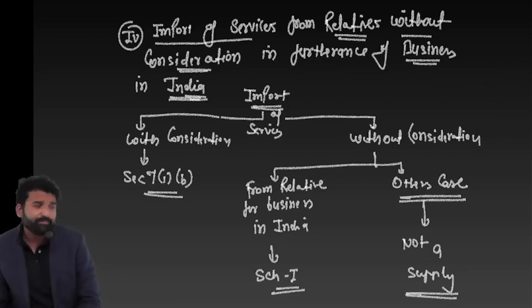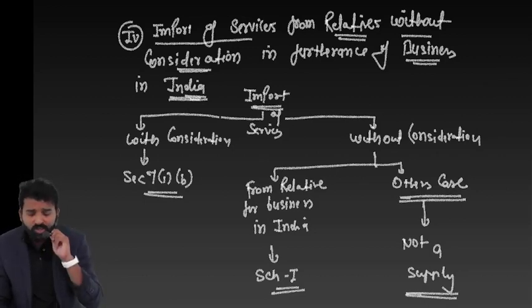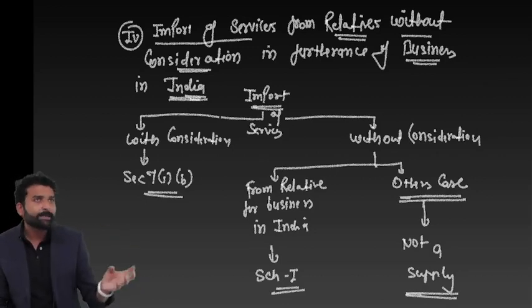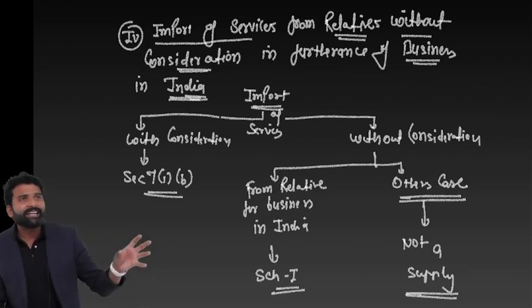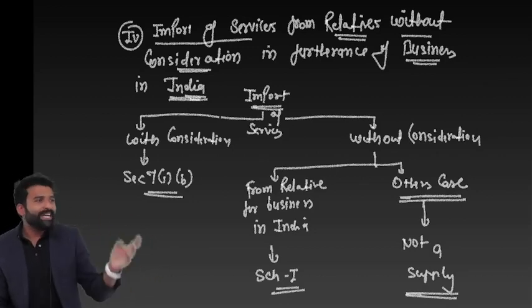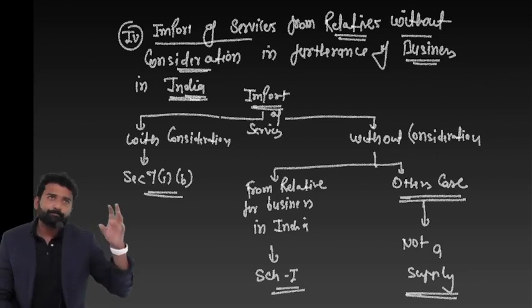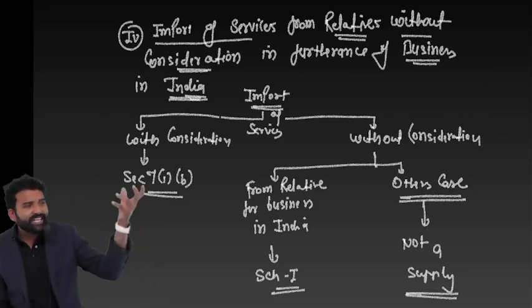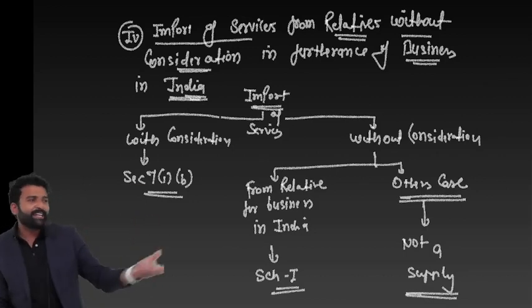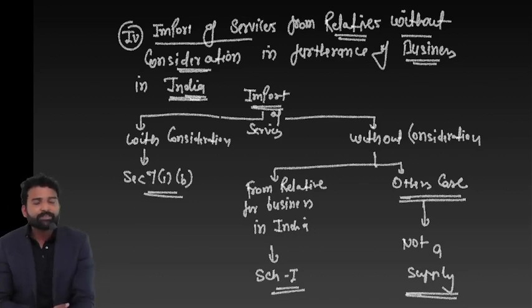Definition of relative, you have to refer to notes or something like that, because I cannot give that much time just to explain the definition of relative. Generally, relative means family relations. Partners, director and the company, employer, employee, holding subsidiary, or common subsidiary, common holding, these all are the relatives. So the basic definition will be applicable. There is a specific definition in GST, but that talks about the same thing.